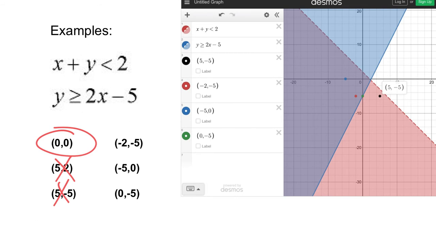(−2, −5) is good. (−5, 0) is good. And what about this point right here, that green one? It is on the line, but because the line is solid, we can count it. So all three of those points are in the solution set.